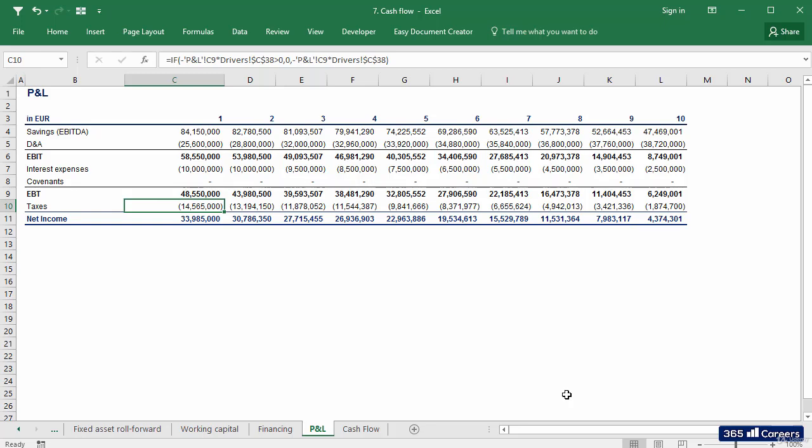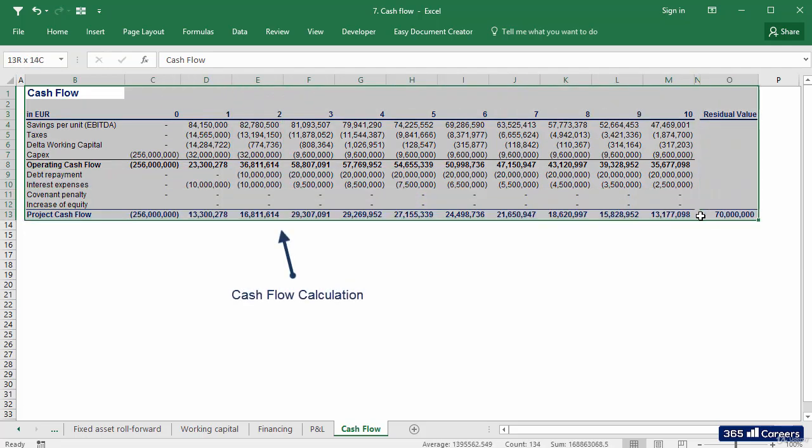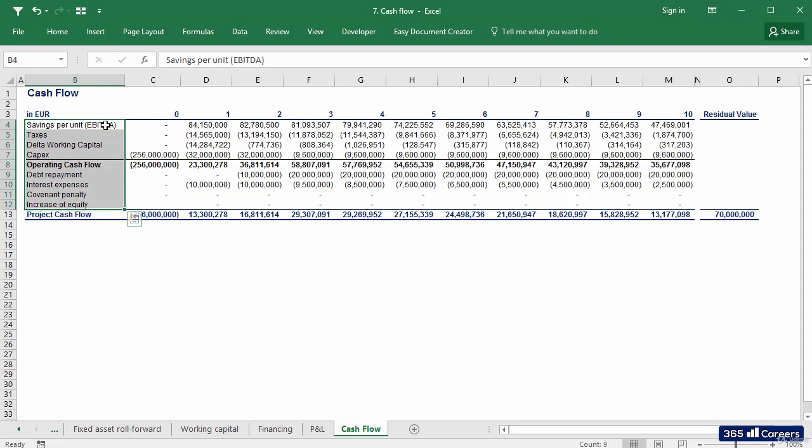We have our P&L sheet. And now we've also added a cash flow calculation sheet. Here, we've created a structure that allows us to calculate the actual cash flows of the project. I will be happy to walk you through this structure.